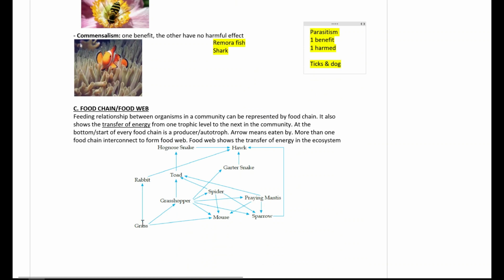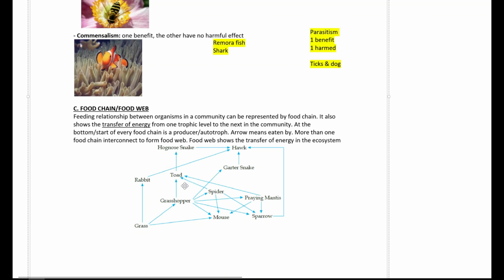So the arrow shows the transfer of energy. So the arrowhead must be pointing to where the energy is transferred to. So the grass energy is transferred to the rabbit. Energy of the rabbit is transferred to the hawk upon consumption. So this is a food web.